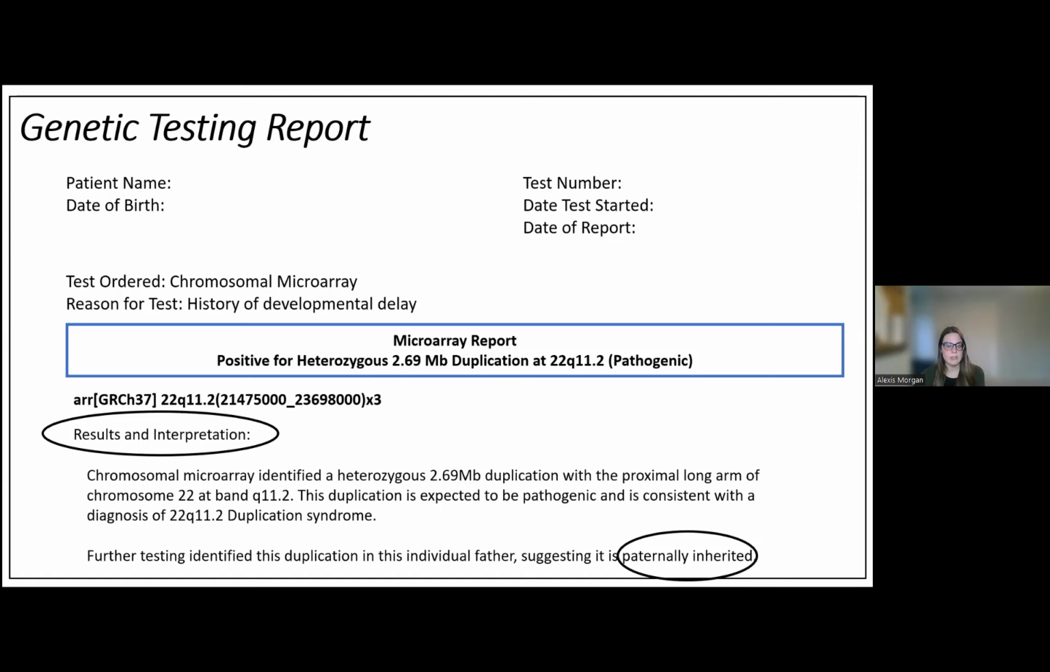This specific example states this duplication is consistent with a diagnosis of 22q11.2 duplication syndrome. If parental samples were provided for testing as well, the report will also note if that specific copy number variant was identified from a parent. The specific example is paternally inherited, meaning this copy number variant was inherited from the individual's biological father.